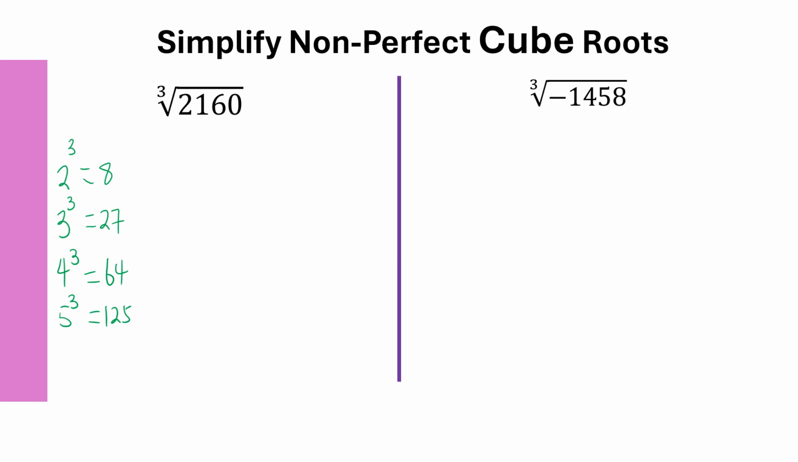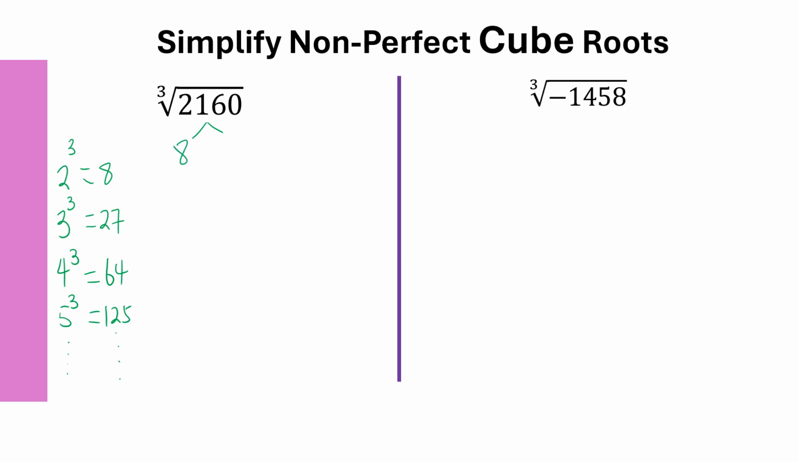So therefore, the cube root of 8 is going to be 2. Cube root of 27 will be 3. Cube root of 64 will be 4. Cube root of 125 will be 5. And the pattern continues. So therefore, I can break down 2,160 by one of these perfect cubes. And the first number I'm going to try is 8.